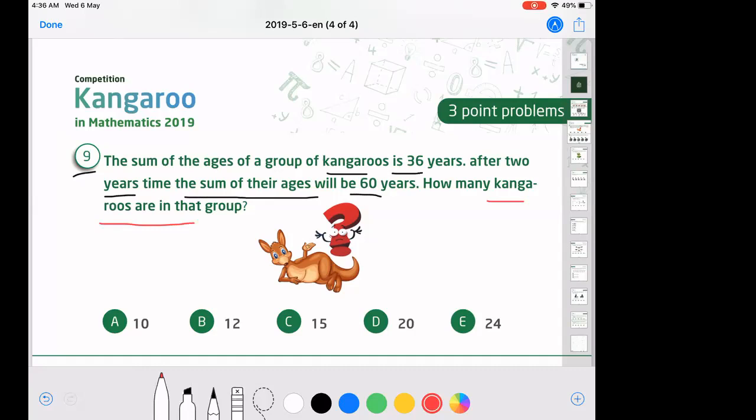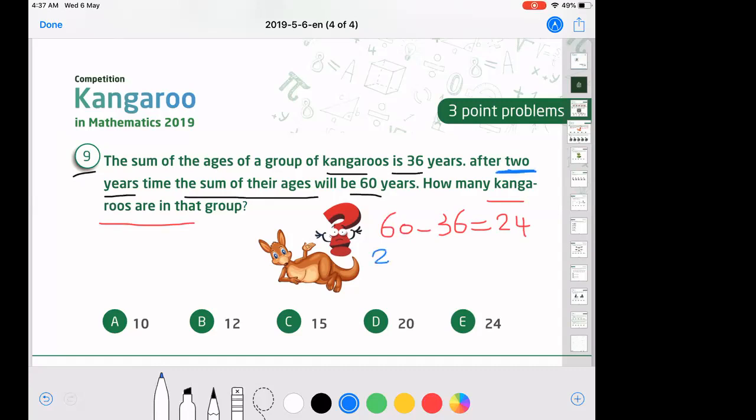Okay, first, it was 36, it became 60. So let's say it increased by what? 36 subtracted from 60, it will be 24 years. And that 24 years, it increased after just 2 years.